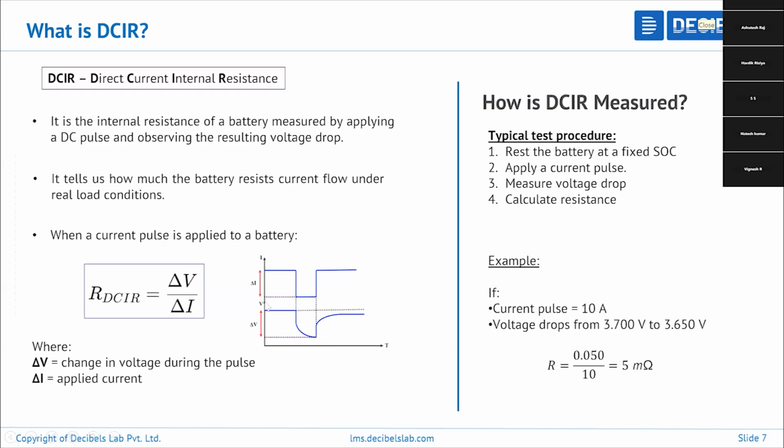So how do we calculate it? The basis is Ohm's law. Take the voltage change from V2 to V1, and the current excitation or change in current. When you divide the change in voltage, V2 minus V1, by the current excitation, you get the simple resistance of the battery. I have given one example of the DCIR measurement. As a numerical example, first we provide a current pulse, here 10 ampere, and the voltage drops from 3.7 to 3.65. When we calculate, we get 5 milliohm as our DCIR.